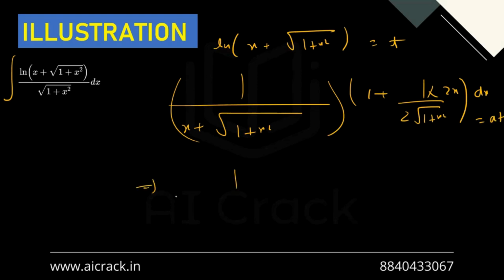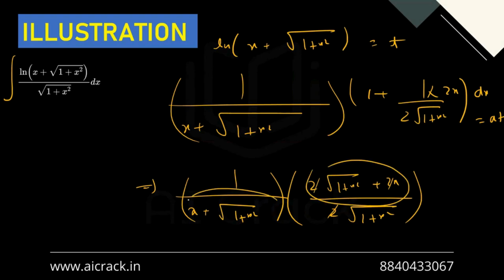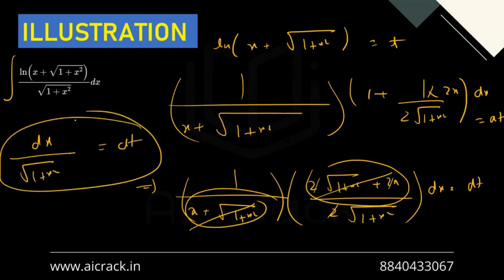Now this would give us 1 upon x plus under root 1 plus x square multiplied by 2 under root 1 plus x square plus 2x divided by 2 times under root 1 plus x square, right? So this 2 gets cancelled out, and this also gets cancelled out. So ultimately what we have got is dx upon under root 1 plus x square equals dt. So this was our perfect substitution, right?